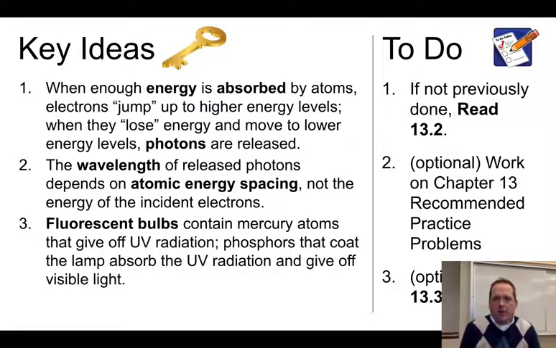Finally, fluorescent bulbs, as a second kind of light source, contain mercury atoms, and the mercury atoms absorb the energy, give off ultraviolet photons predominantly, but those ultraviolet photons are captured by phosphors that coat the inside of the fluorescent tube and then re-emit new photons that are in the visible light spectrum.